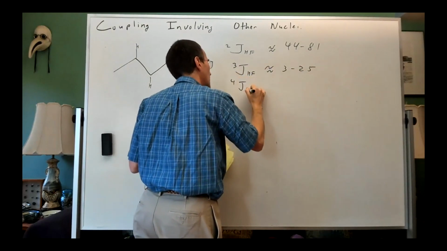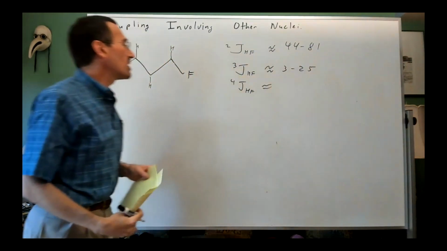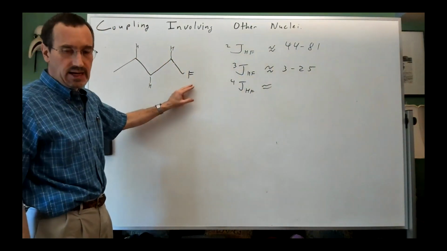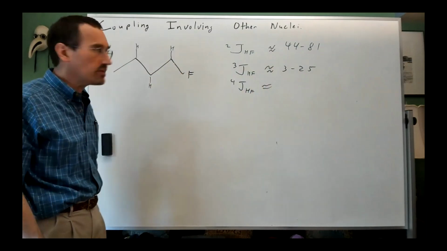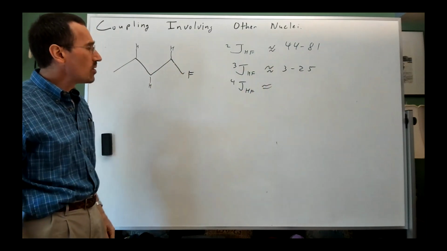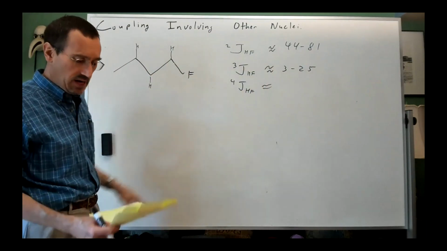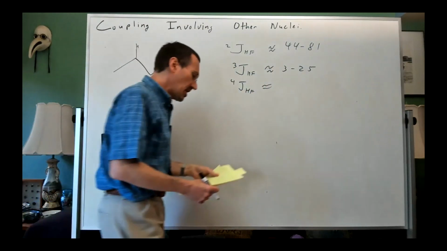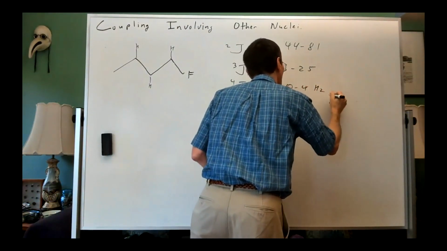What's interesting is fluorine is a little bit different. Normally, we don't pick up a whole lot of bonds over 3, except with intervening double bonds. We don't pick up a whole lot of couplings over more than 3 bonds for sp3 carbons. But you may see a small coupling, we'll say 0 to 4 hertz.